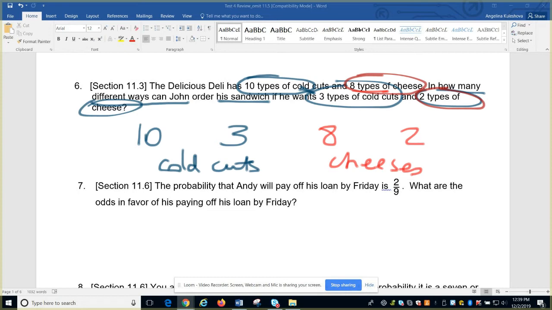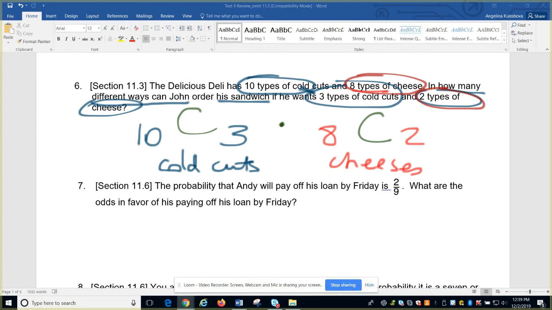Now, it doesn't say anything about him being concerned about the order in which he's going to put these cold cuts and cheeses on his sandwich. So therefore, this is a no order selection. So this is just a combination selection. So we're selecting 3 combinations out of 10 for the cold cuts and 2 combinations out of 8 for the cheeses. And so for the double selection, we always want to multiply the 2 results together after we're done.